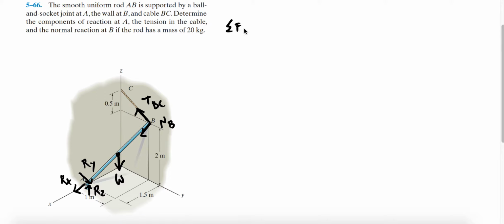So sum of the forces in the x, I'm going to get, so if I say, well, it's not really to the right, but this direction positive, I'd get Rx. Remember, NB is also going that way, so plus NB. Anything else in the x direction? Not that I can see. Tension BC is on the YZ plane, so it doesn't have an x component, and that's it. So this is our first equation.